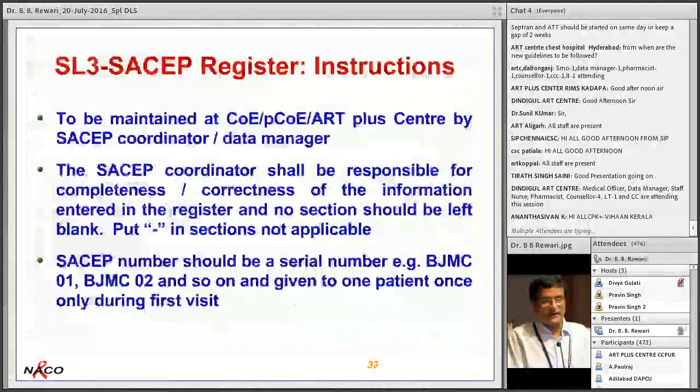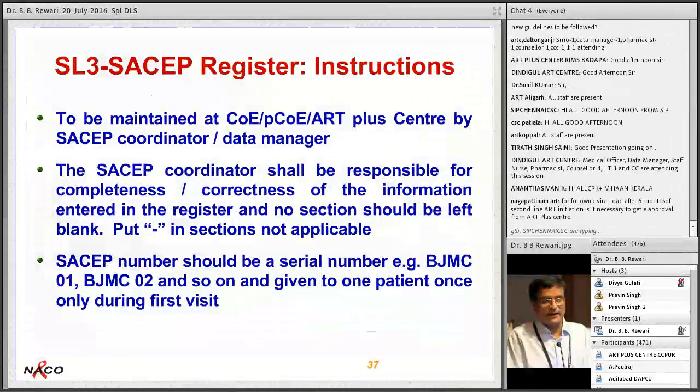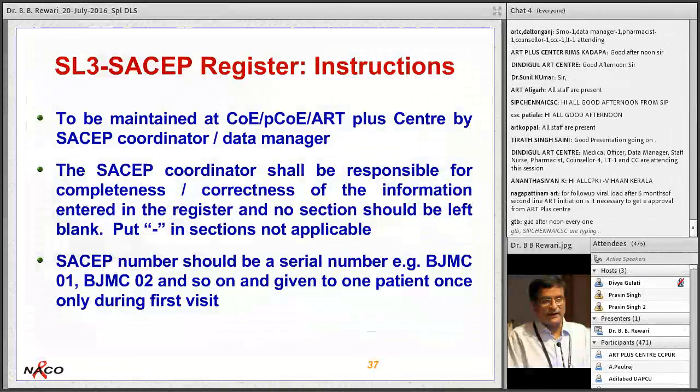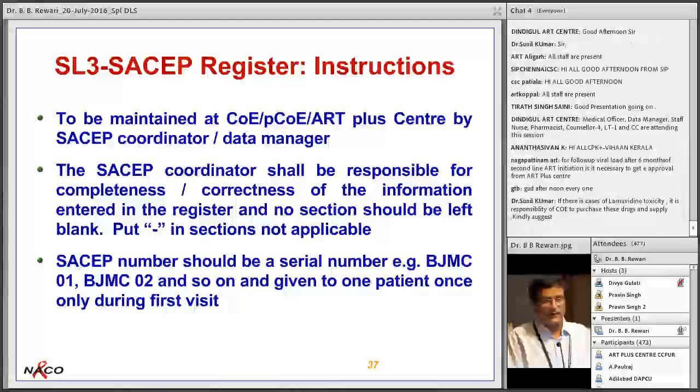Now coming to the SACEP register. The SACEP register is to be maintained by the SACEP coordinator. It should be complete, and all information should be up to date. If some particular section is not applicable, you should place just a dash in that section and not leave it blank. And the SACEP number should be a serial number depending on the ART.